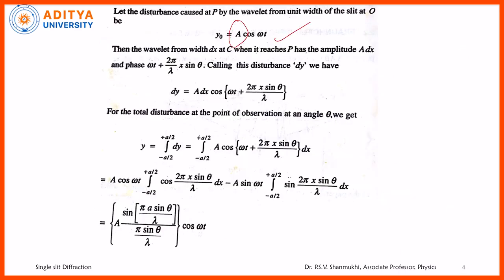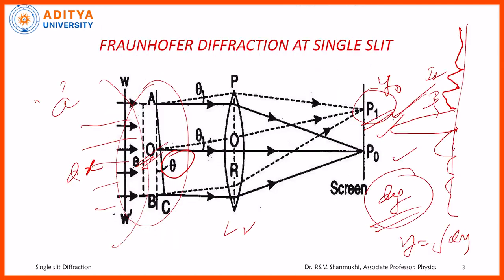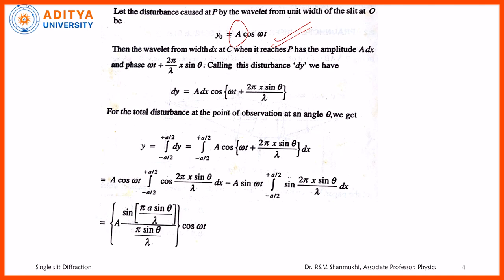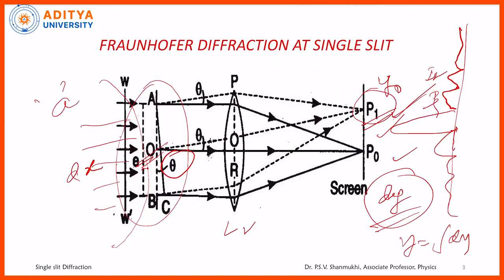Now, due to the small wavefront, what is the wave equation? Y0 equals A cos omega t. Due to the small element, the disturbance is given by dy. How do we write this dy? dy equals A dx, where A is the amplitude. Due to the small part, the amplitude, meaning the displacement, changes. So dy equals A dx cos(omega t plus some phase difference). Suppose I write the phase difference as phi: cos(omega t plus phi), because of the small element there is a phase change also.